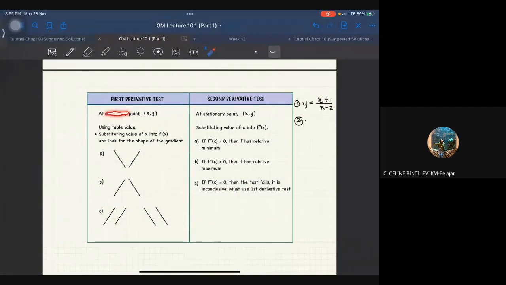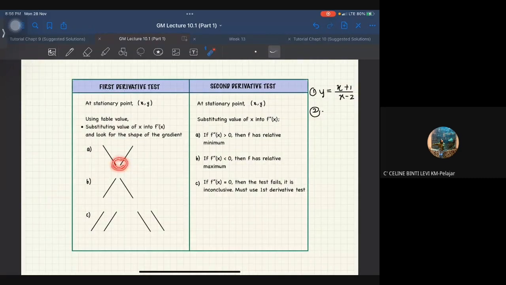Okay, so dekat critical point tu, kita akan gunakan table value lah. So masukkan dalam awak punya table value, masukkan dalam awak punya first derivative. So kita nak tengok shape of the gradient yang kita ada tu. Okay, so this one dia adalah obviously a minimum sebab dia dekat bawah. So kalau kita combine kan, awak dapat minimum dekat situ. Okay, so this one over here, awak akan dapat maximum.